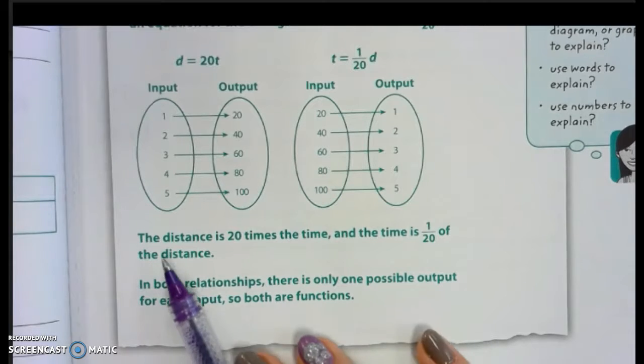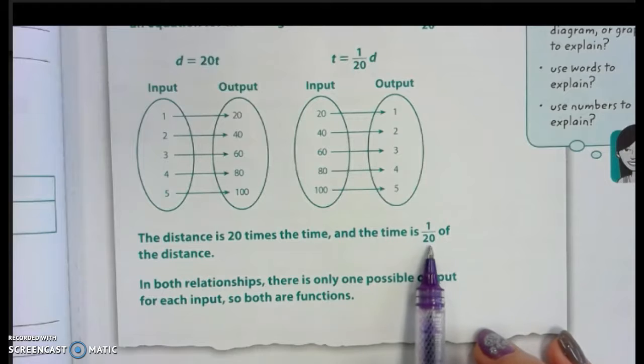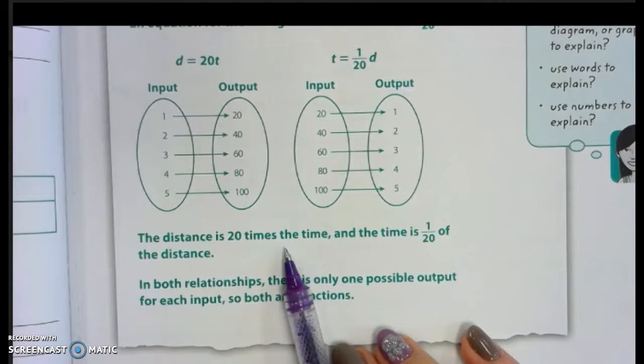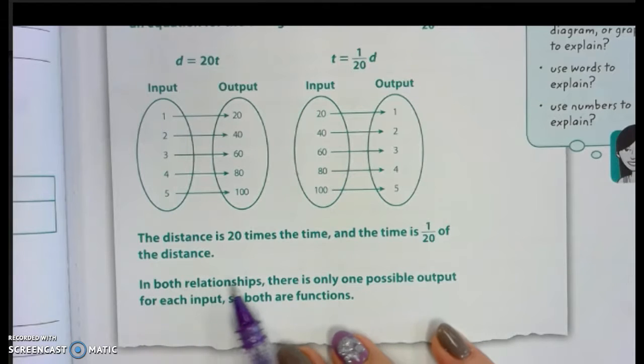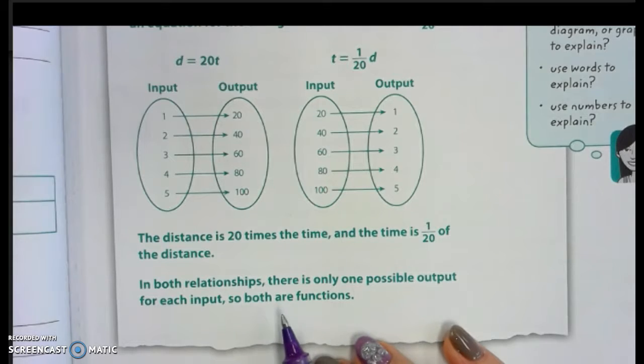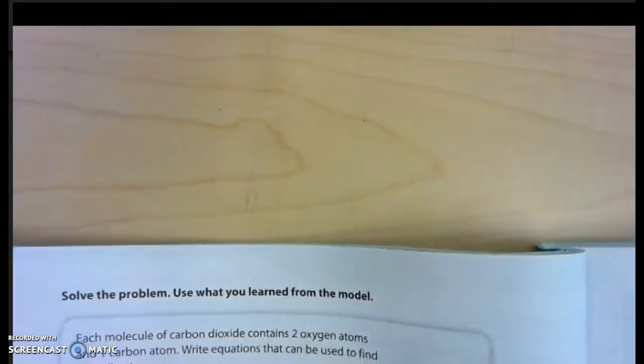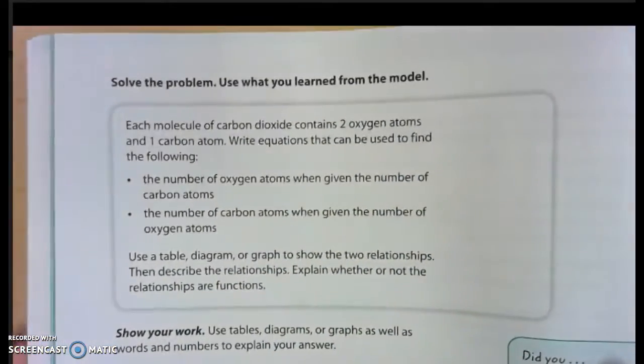Then they had to explain: the distance is 20 times the time, and the time is 1/20th of the distance. You're just describing your equation in words. In both relationships, there is only one possible output for each input, so both are functions. Okay, easy stuff. Now on the back of this page, they wanted you to do one of these for yourself. They give you an example.